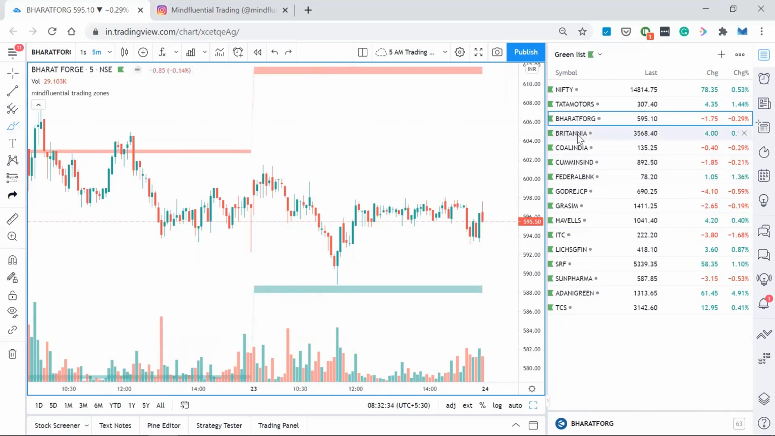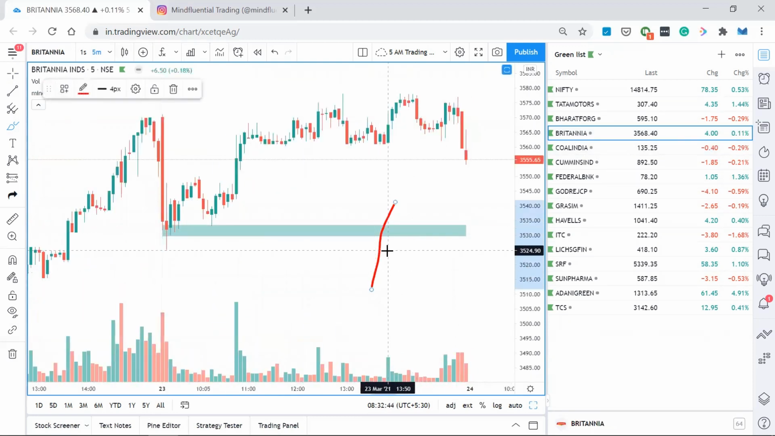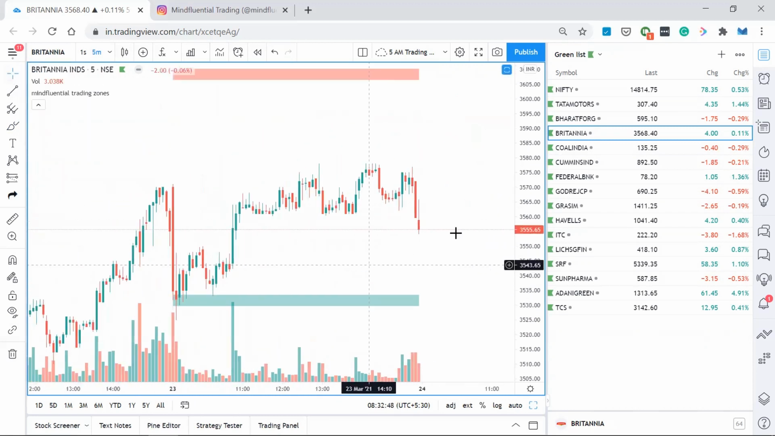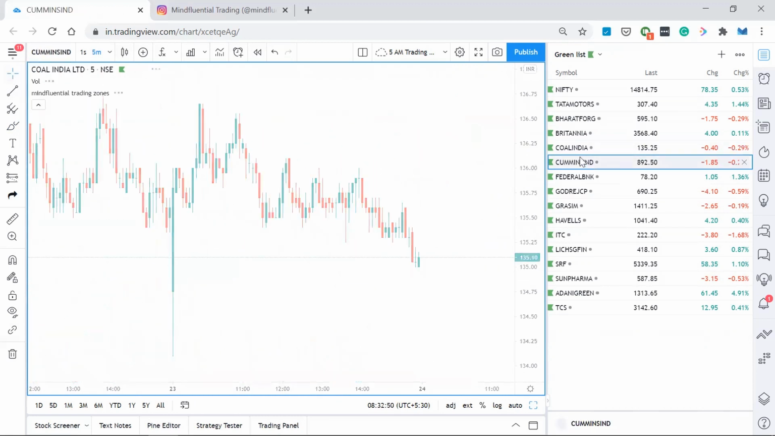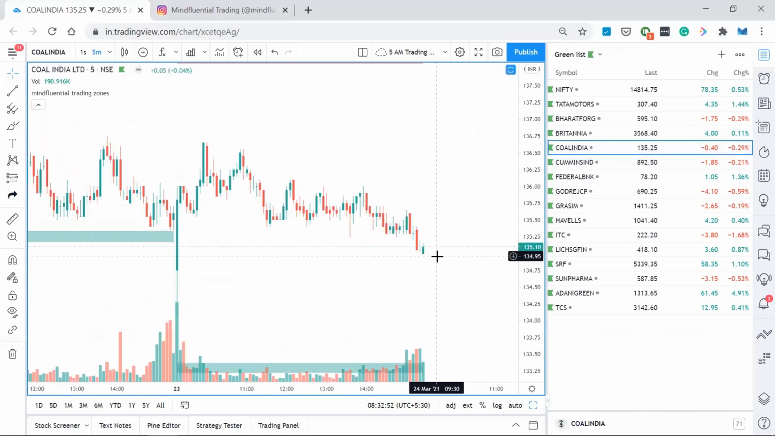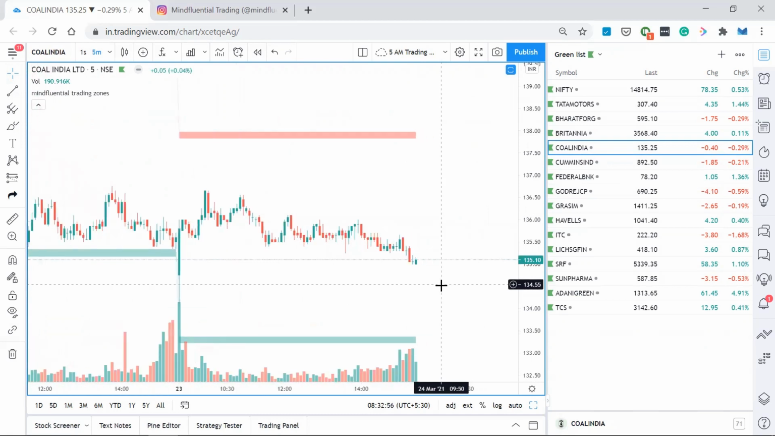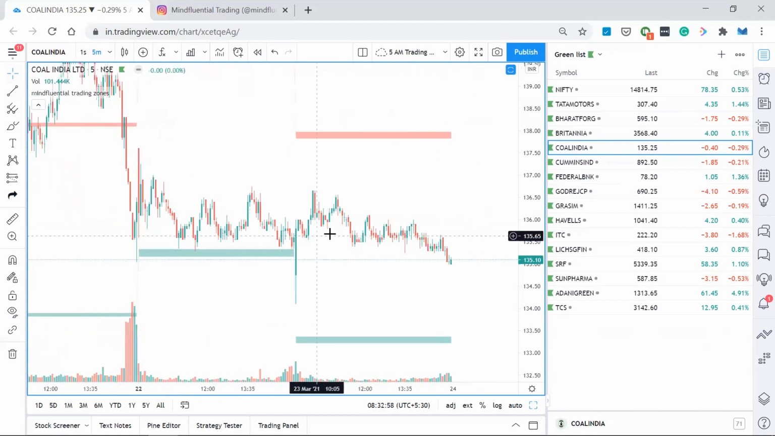So just with the institutional zones I'm talking about, you can also combine it with some other important levels of support and resistance zones which you feel, which you marked already in your charts. So these are the additional levels. Whenever you keep this, it touched here and then went up again, like that Coal India. Okay, wait. The Coal India has worked the previous day, not this current day.